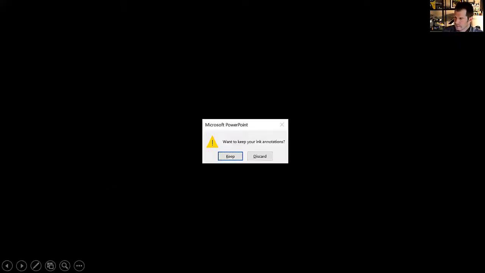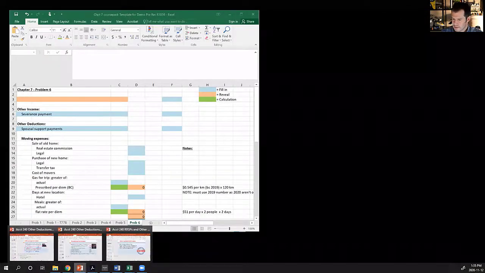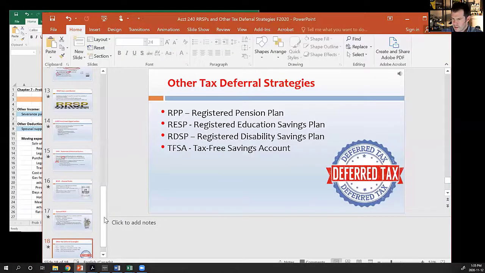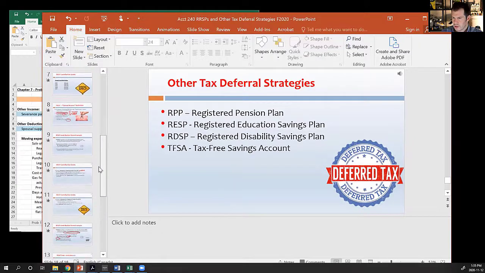Okay, that's that. Do you want to keep your ink annotations? Yeah. Okay, so next up is RRSPs. Oh God, this one's too long.